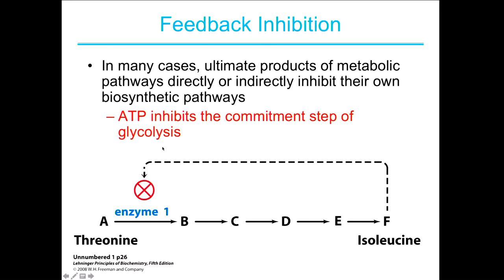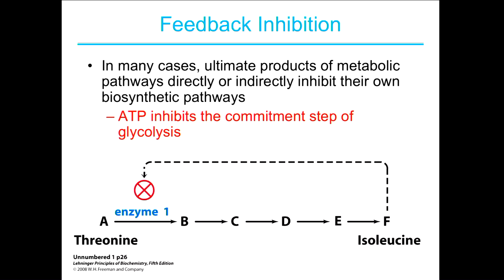One way is feedback inhibition. So here we have an example. Here's an amino acid, threonine, and it's catalyzed by an enzyme, we'll call it enzyme 1, to product B, and that gets converted to C, and then D, and then E, and then F. Eventually we get this other amino acid, isoleucine.